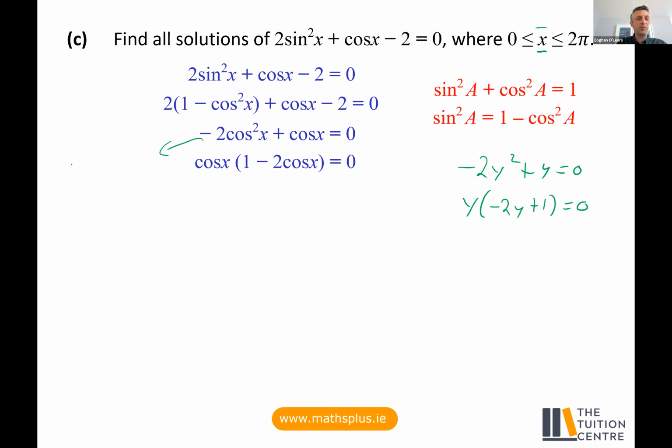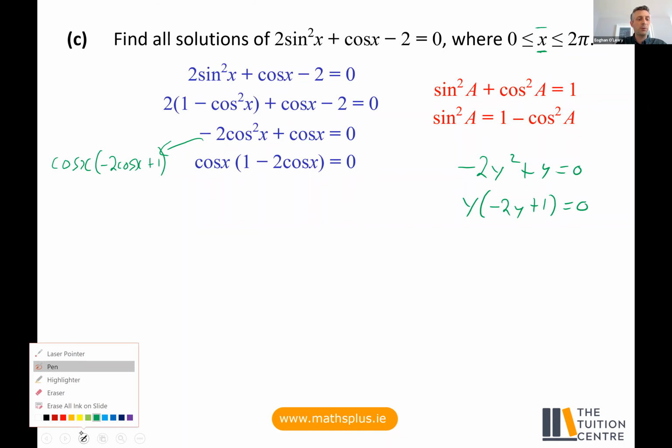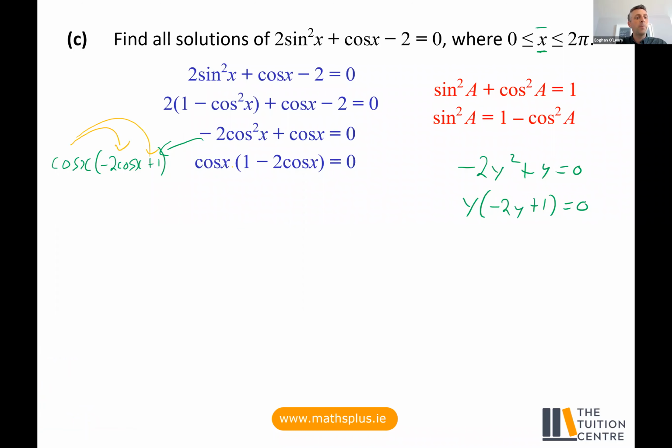So if I did the factoring first here, I'd be factoring out my cos of X, and inside the bracket I have minus 2 cos X plus 1. And I know that's correct because if I multiply back through this bracket, I would get back to where I started. So it's just slightly rearranged here now in this line. I have my cos X times 1 minus 2 cos X. And that still equals 0.